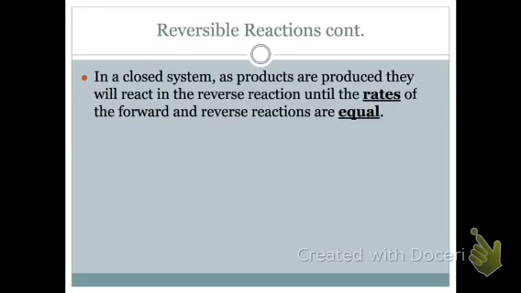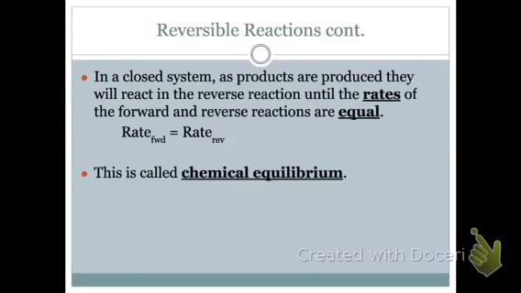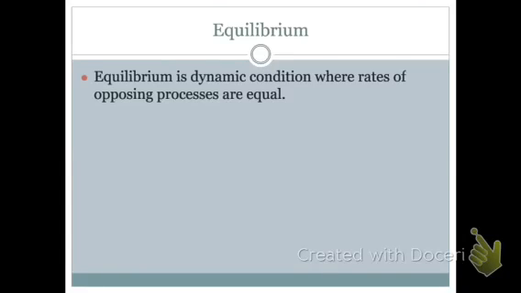In a closed system, as products are produced, they'll react in the reverse reaction until the rates of the forward and reverse reactions are equal. Now that's pretty important, okay? So they are going to produce products until it hits an equilibrium, and then it moves backwards and forwards. So your forward rate is equal to your reverse rate at that point. And then when you reach that point, it's called chemical equilibrium. Equilibrium is a dynamic condition where rates of opposing processes are equal. So it's going to change constantly.